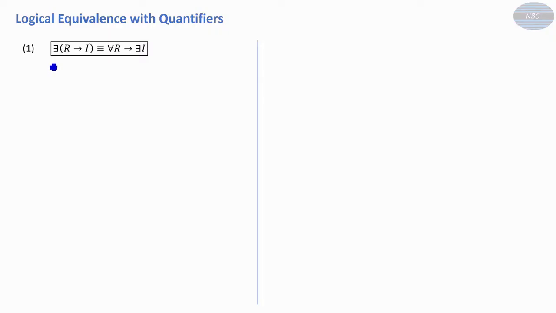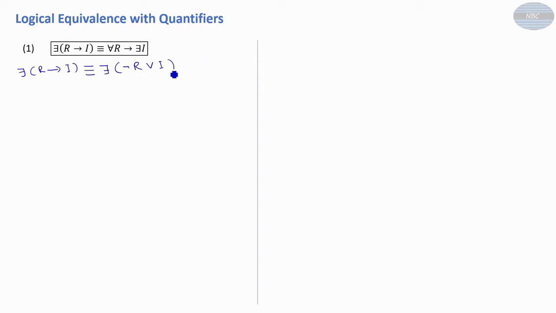In this lecture, we will continue our discussion on logical equivalence with quantifiers. Now we'll prove this formula using the earlier formula that we have already proved. The left hand side, there exists x, P conditional Q, can be written as there exists x, not P or Q.